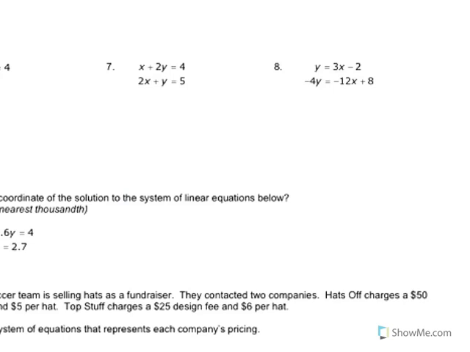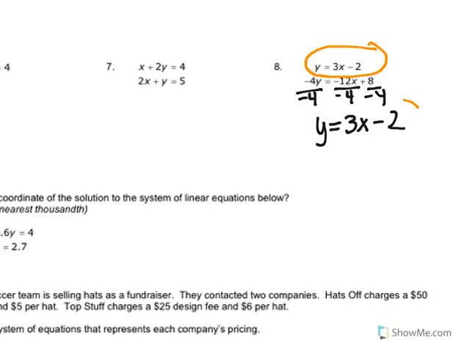Okay, on number 8, let's give it a try. Our first equation is already solved for y. The second one we need to solve for y, and it's fairly simple because the only thing we have to do is divide everything by negative 4. y equals a negative divided by a negative is a positive. 12 divided by 4 is 3x minus 2. Okay, now what do you notice? We got this equation and we got this equation. What do you notice about those two equations? They are exactly the same.